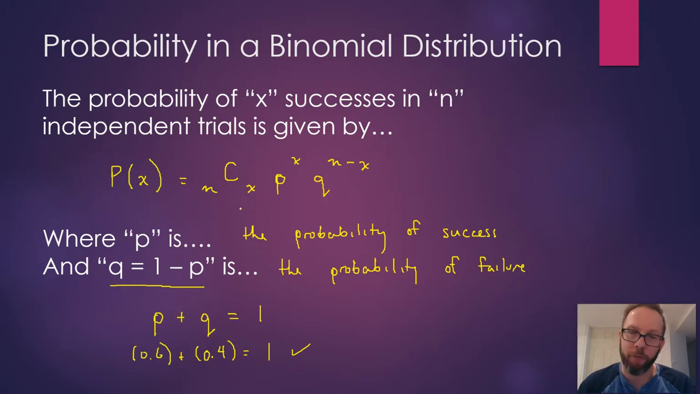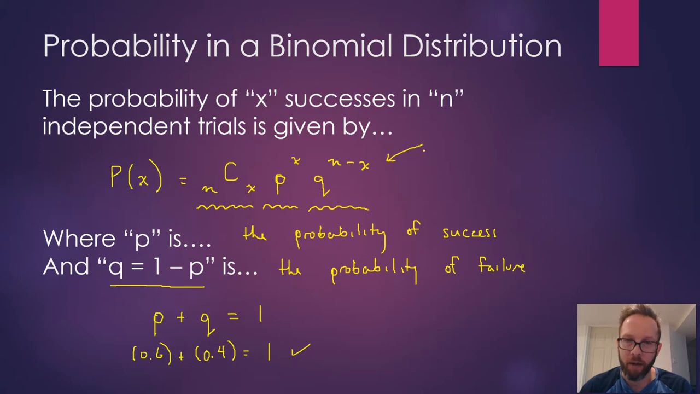Looking at each part of the formula, just a quick blurb about it. n choose x is the number of ways to choose which of your trials will be successes. P to the power of x gives you the probability of having that many successes. And q to the power of n minus x is your probability of getting all those failures. I might just add up here, n minus x is the number of failures.